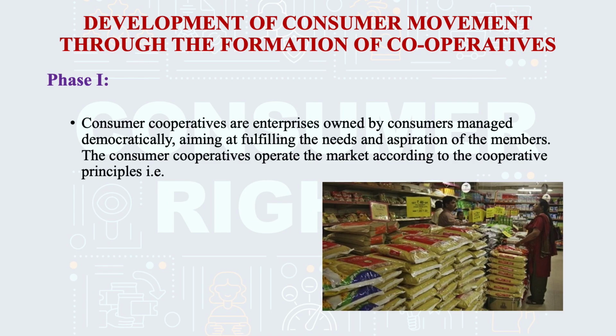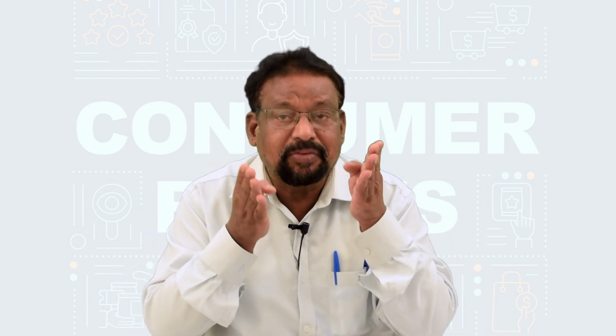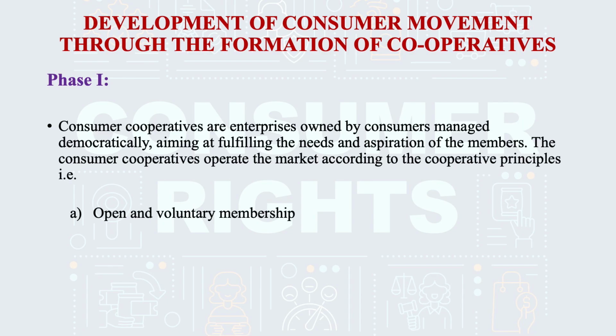The consumer cooperatives operate in the market according to the cooperative principles. There are 6 principles of cooperation that the cooperative should invariably follow. These principles are provided under the law of the cooperative societies of the respective state and the Multi-State Cooperative Societies Act passed by the Parliament in the year 2002. So what are those principles? One of the principles is open and voluntary membership. That means the cooperative is open to everybody, regardless of caste, color, creed, region, etc., and it is purely voluntary. There is no compulsion on anybody to become a member. If a person wants, he or she can become a member.